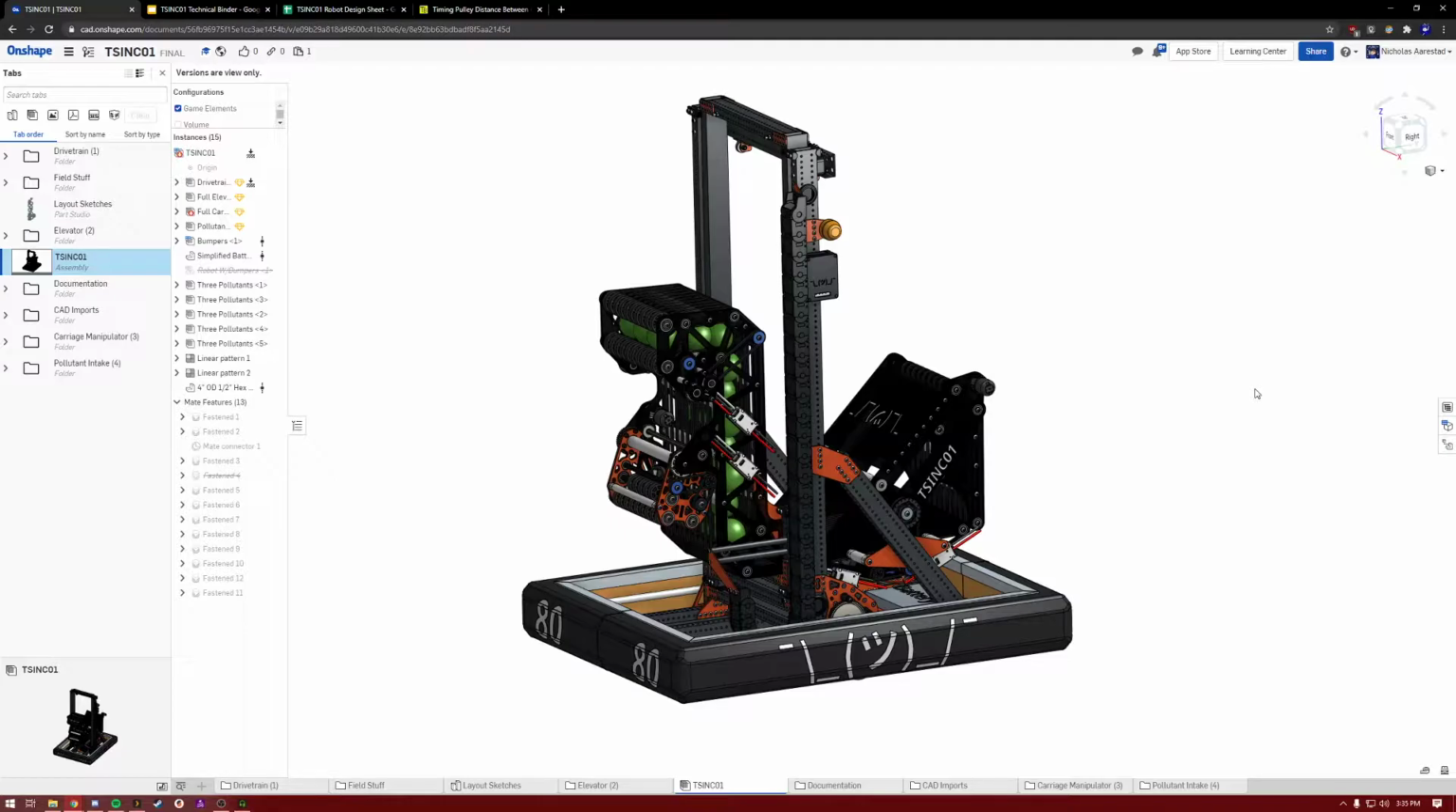Today, we're going to be talking about my robot submitted for the NC Inspire CADathon, TSINC01. This robot somehow actually won that CADathon, which I'm pretty proud of. And so some people on Discord were asking me to make a video talking about some of the design and CAD techniques that I used while developing this robot. So that's what I'm going to do.